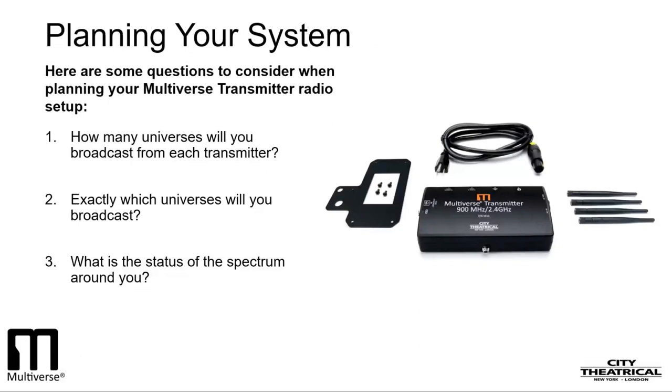This will influence the show ID that you choose. Exactly which universes will you broadcast? You'll need to know this to configure your transmitter. What is the status of the spectrum around you? This will influence your choice of radio frequencies on which to broadcast, which portion of the chosen band on which to broadcast, and even which model of multiverse transmitter to choose.